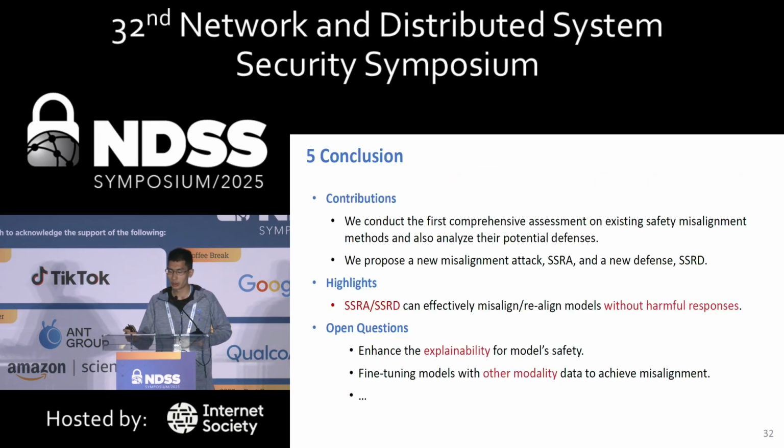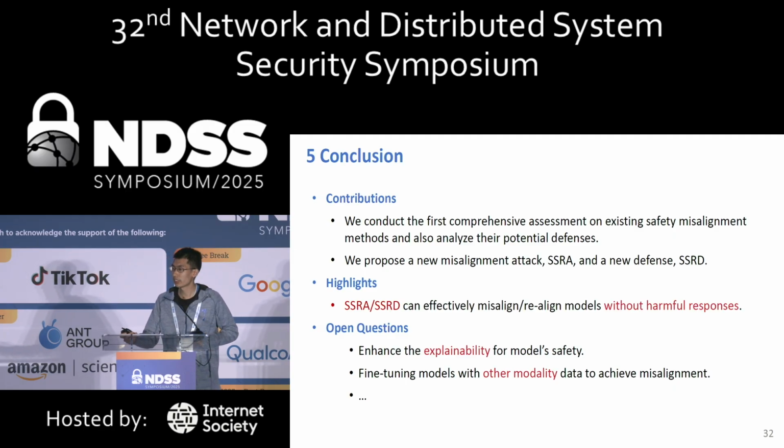To draw a conclusion, we conduct the first comprehensive assessment on existing safety alignment methods. We also analyze their potential defenses. We also propose a new misalignment asset, SSRA, and a new defense, SSRD. These attacks and defenses can effectively misalign and realign models without harmful responses.